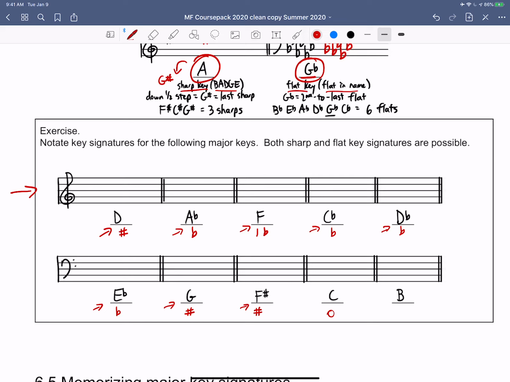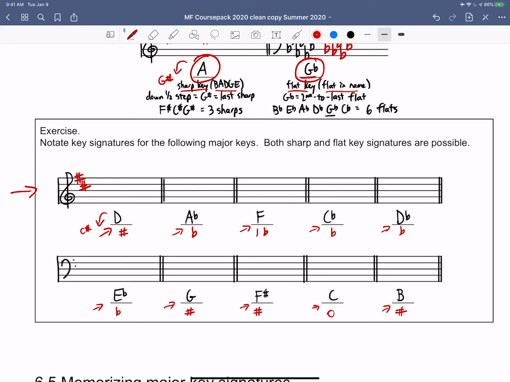C major is the one with nothing at all, so 0 sharps, 0 flats. Just have to memorize that. B major, part of badge, so it's sharp. So you could use that method if you like, where you just plow through all of them and figure out if you're dealing with sharp keys or flat keys. Then I'll do just a few of them to completion. D major, we already determined it was a sharp key, so that means you go down a half step. C sharp is going to be your last sharp, so F sharp and C sharp are in your key signature.